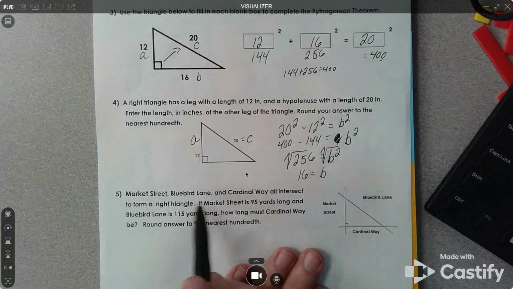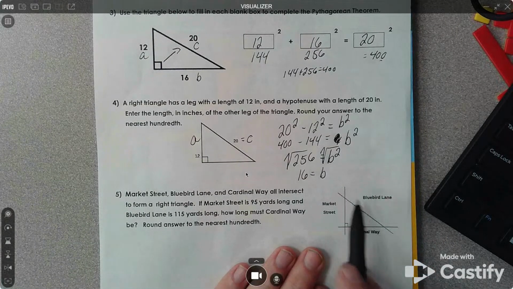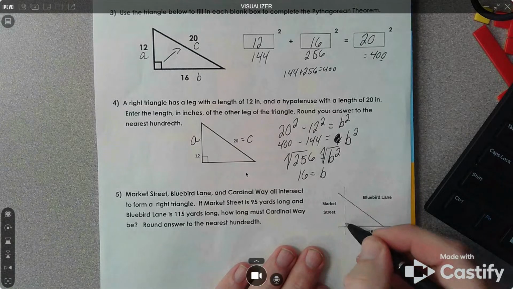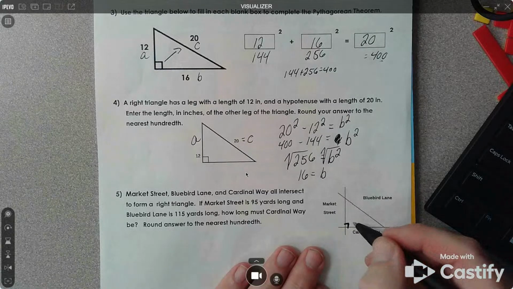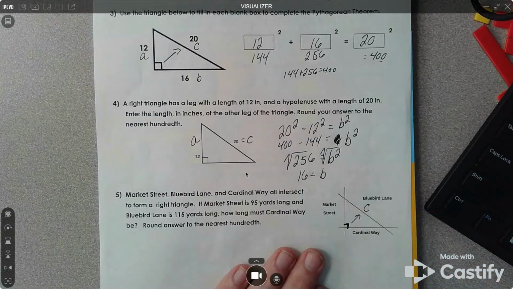Market Street, Bluebird Lane, and Cardinal Way all intersect to form a right triangle. Here it is right here. Before I read anything else, I'm going to note that here is my right angle. If that is my right angle, then this side over here has to be side C. It has to be the hypotenuse.